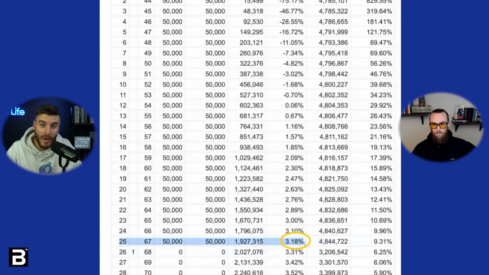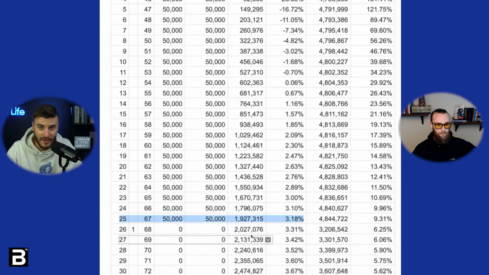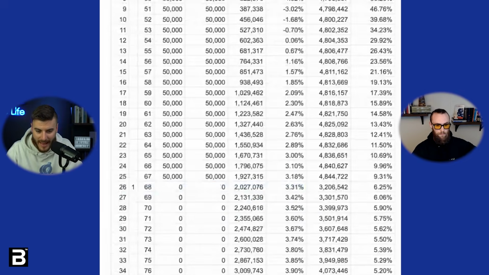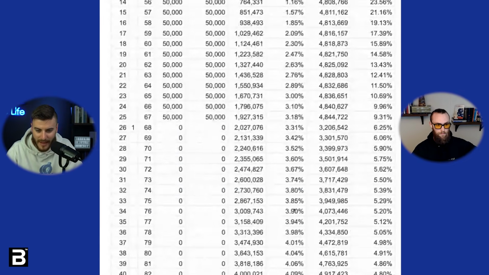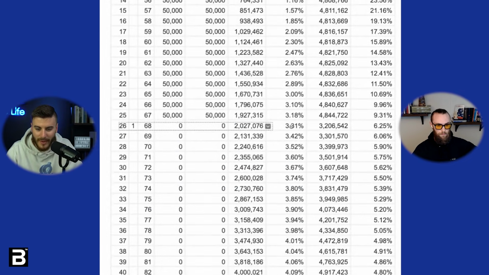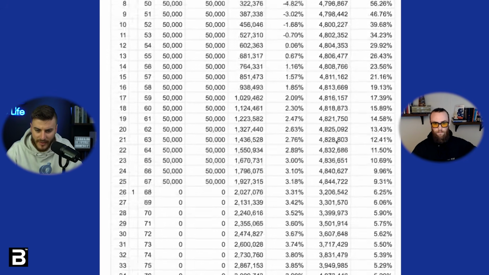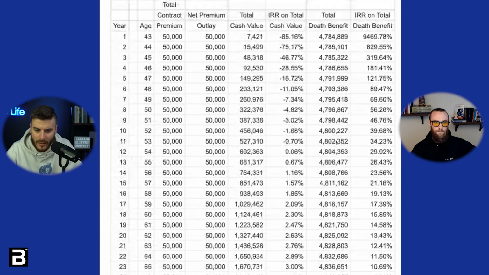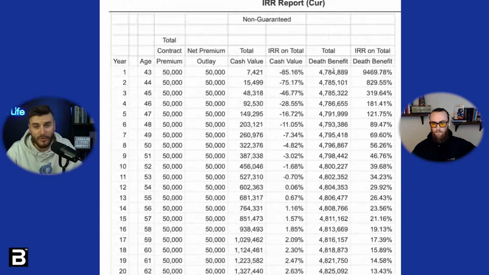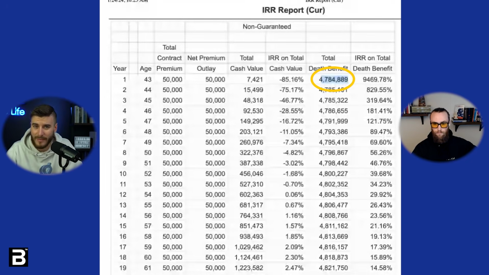And then you have them stop paying premiums, and it is cool to see the internal rate of return continues to crank with a death benefit at year 25 of over 3 million and counting. That's pretty cool. I just want to point out the initial death benefit on this thing. What is the initial death benefit? The initial death benefit's almost $5 million, so $4.7 million.